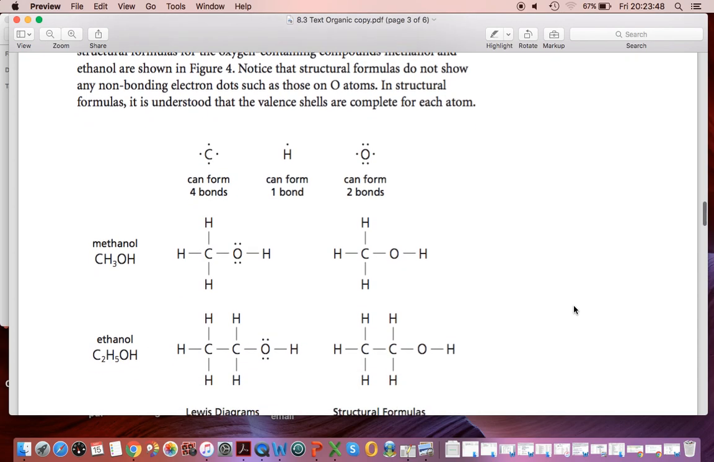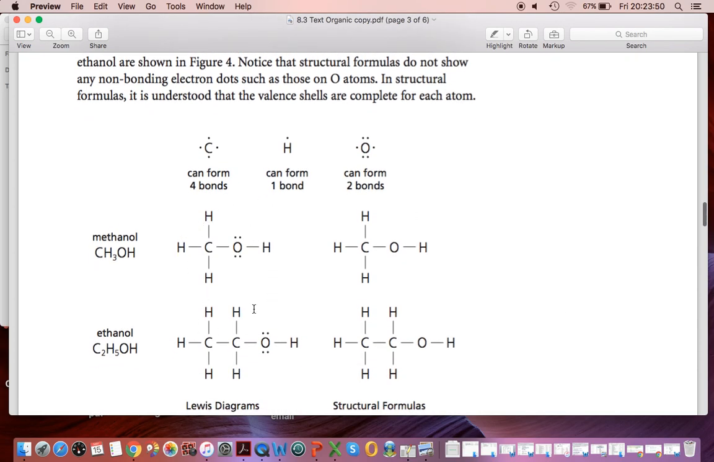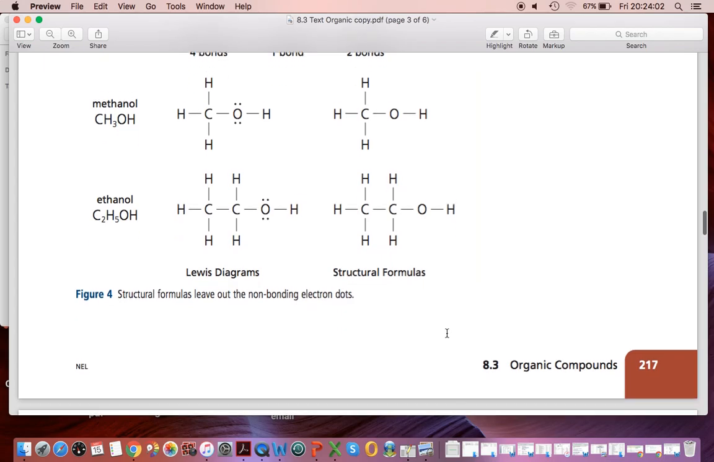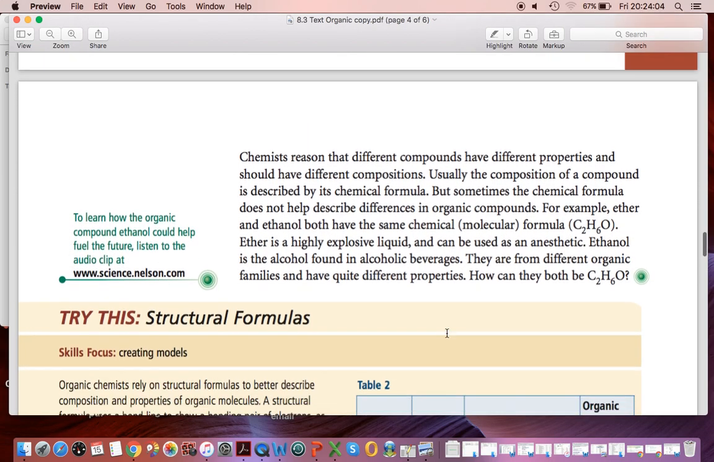And then they've done Lewis structure for these alcohols. And, well, actually not Lewis structure, these are structural diagrams. Usually in structural diagrams we don't bother including the dots there. So those are structural diagrams, I would call them. They've called them structural formula, same thing.